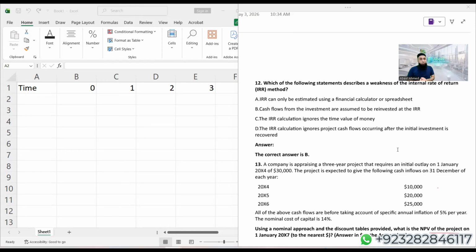Let us discuss a question on NPV. And this question, as usual, we have taken from Study Hub. We'll be doing question number 13. Let me take out the pen.